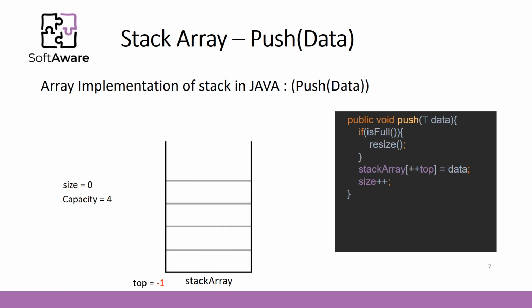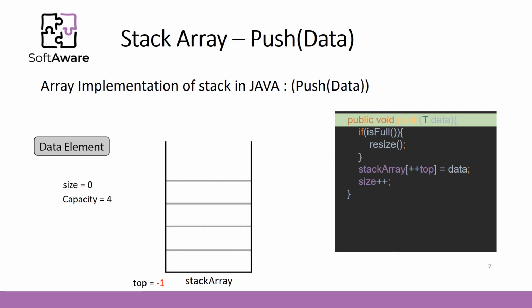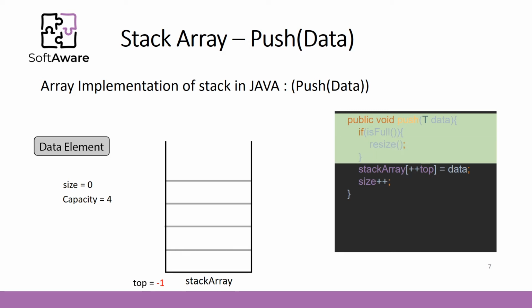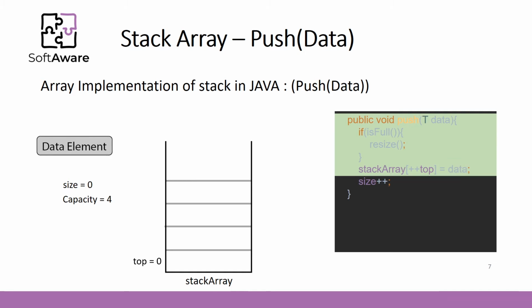Implementation of the push operation can be performed by doing the following. Let's assume we call the push method with newly created data. We check if our stack array is full. In this case, our stack is empty, so we skip the if statement and do the following. We increment the top variable by 1, which will now be referring to the first index of the stack array, and add the newly created data to that index of the stack array.